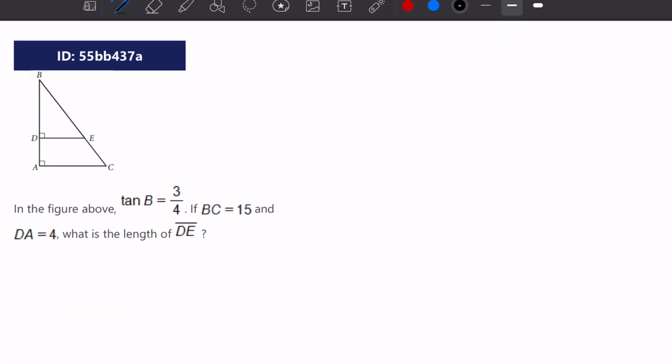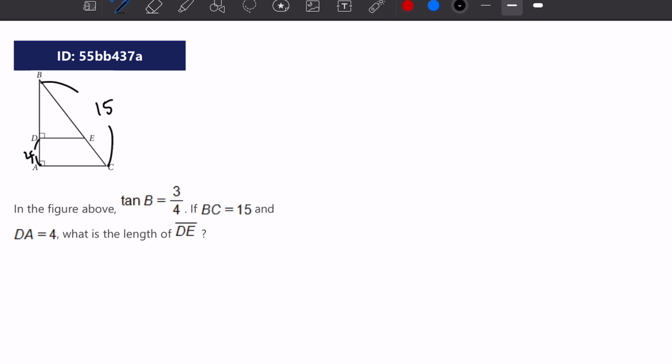In the figure above, tangent B is equal to 3 over 4. If BC is equal to 15 and DA is equal to 4, what is the length of DE? So first, let's label everything that we know. So BC is 15 and AD is 4. And before we do anything, we should find a similar triangle here.